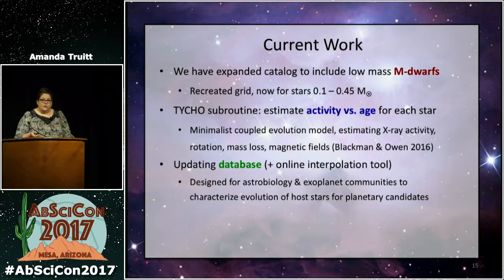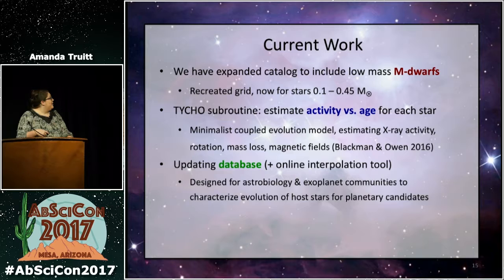So the current work that I've been doing is expanding the catalog to also include a grid of M-dwarf stars, which utilize the same range of abundances for oxygen, carbon, magnesium, et cetera, except for now we have from 0.1 to 0.45 solar masses to hopefully incorporate all the interest for M-dwarf habitability.